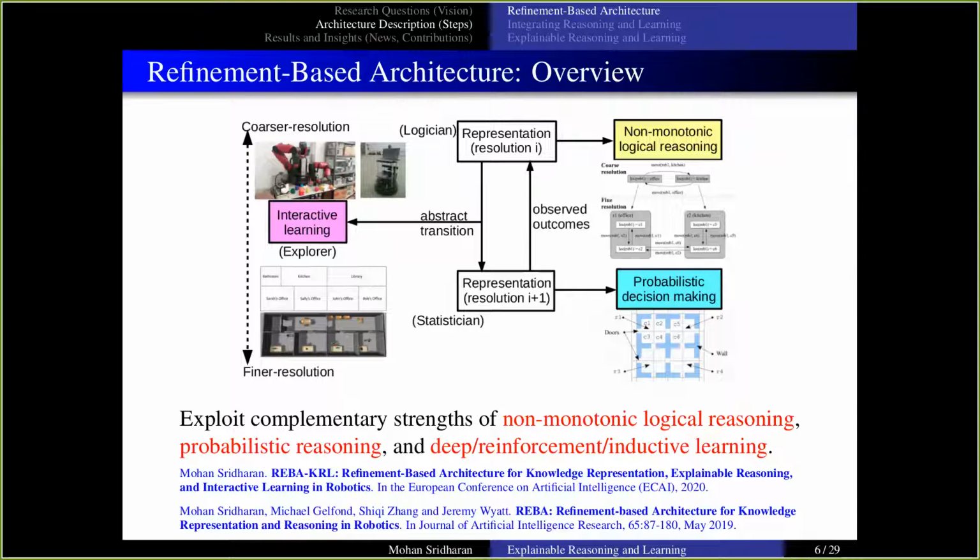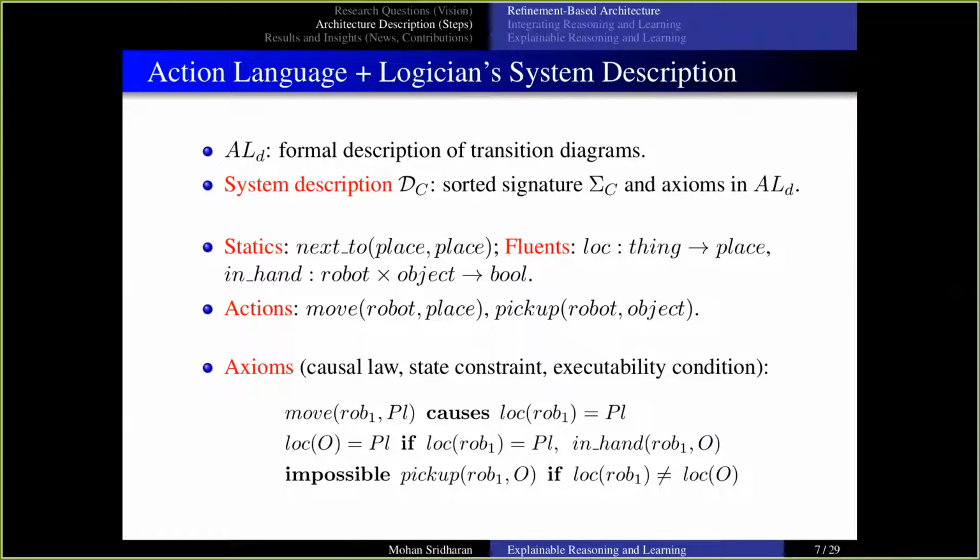So let's start with a simple example, right? So let's start with the action language description of the world. So we have the system description, which consists of a sorted signature and some axioms in this action language. And we have basically some statics, like a place being next to another place. And to this audience, I don't need to explain what these are. You can have a location of a thing that maps a thing to a place. And you also have a Boolean description of whether a robot has a particular object in hand. So these are fluents.